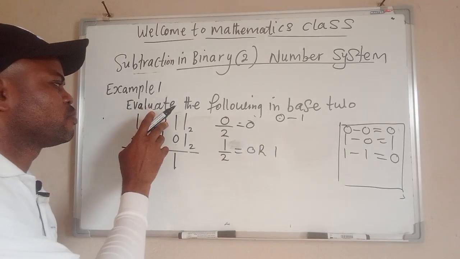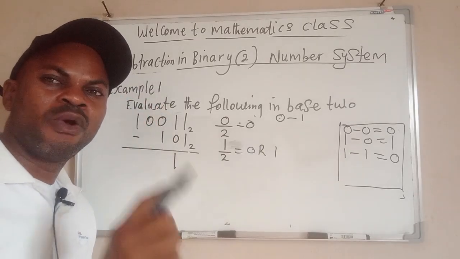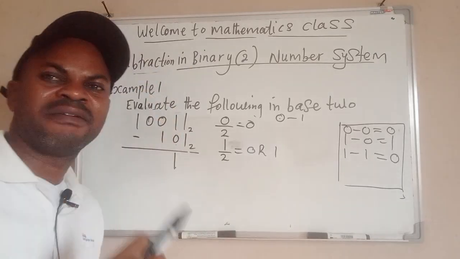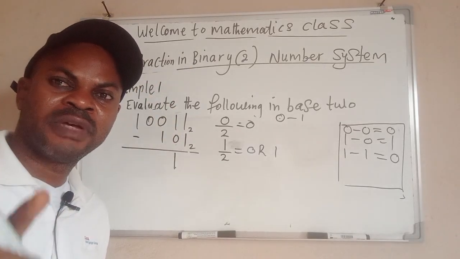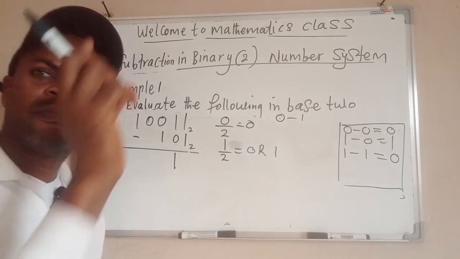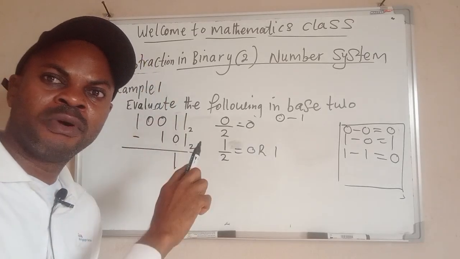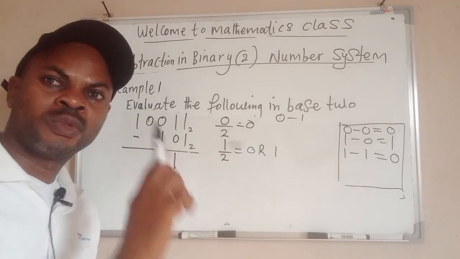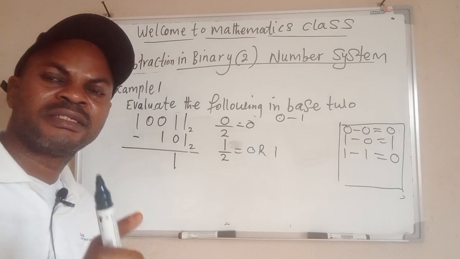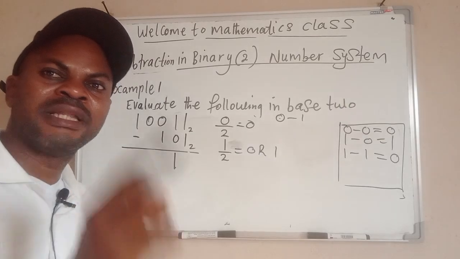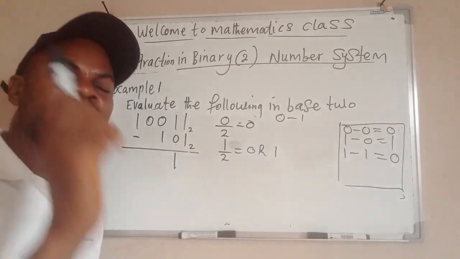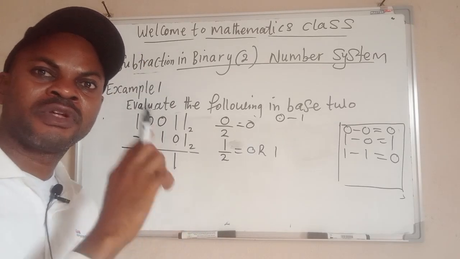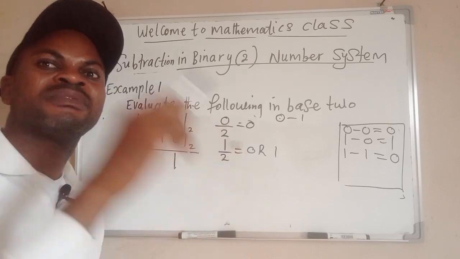When you borrow in number base, if you are borrowing 1, that one you're borrowing becomes the base itself. If you're dealing with base 2, and you're borrowing 1 from the next line, the one you're borrowing becomes 2. If you are dealing with base 8, the one you're borrowing automatically becomes 8. If you're dealing with base 9 or whatever base, the one you're borrowing becomes that base. Even in base 16, as in hexadecimal, if you're borrowing 1 from the other, as a result of not being able to subtract, the one you're borrowing becomes 16 automatically.